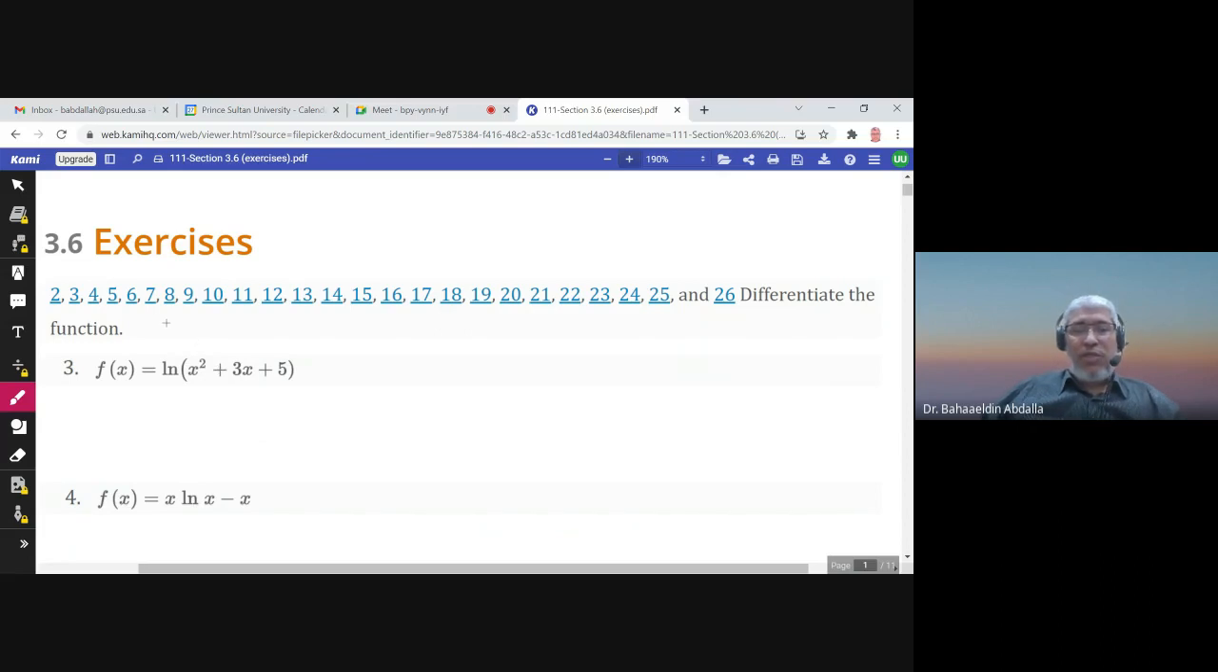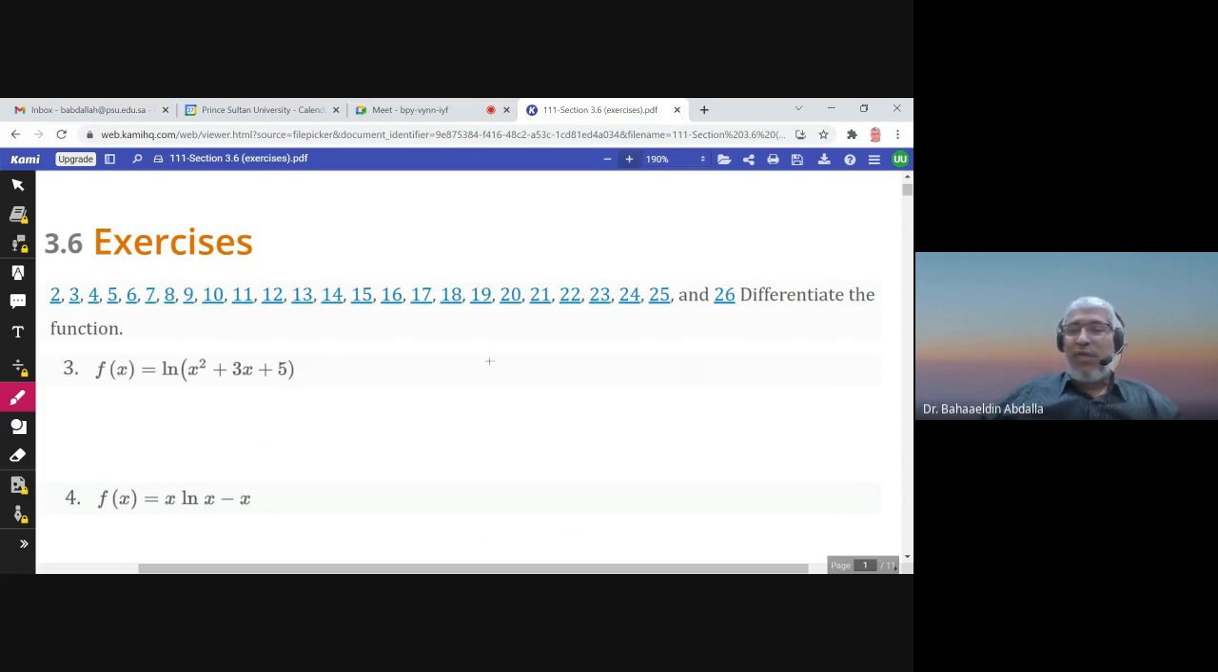This is section 3.6. So we will solve some exercises about it. We studied in this section how to find the derivative of the logarithmic functions and also how to find the derivative of the inverse trigonometric functions, sine inverse, cosine inverse, and so on. And also we studied how to use logarithmic differentiation.